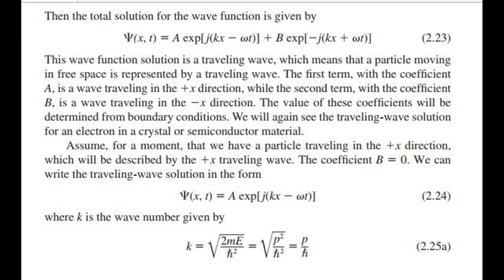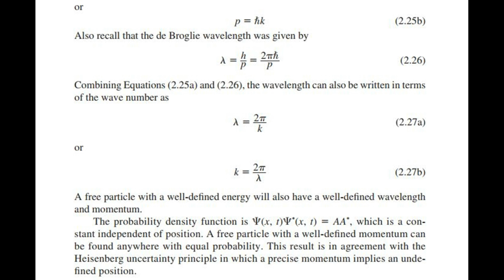We will again see the traveling wave solution for an electron in a crystal or semiconductor material. Assume, for a moment, that we have a particle traveling in the +x direction, which will be described by the +x traveling wave. The coefficient B equals 0. We can write the traveling wave solution in the form shown, where k is the wave number given by the following. Combining equations 2.25a and 2.26, the wavelength can also be written in terms of the wave number. A free particle with a well-defined energy will also have a well-defined wavelength and momentum.